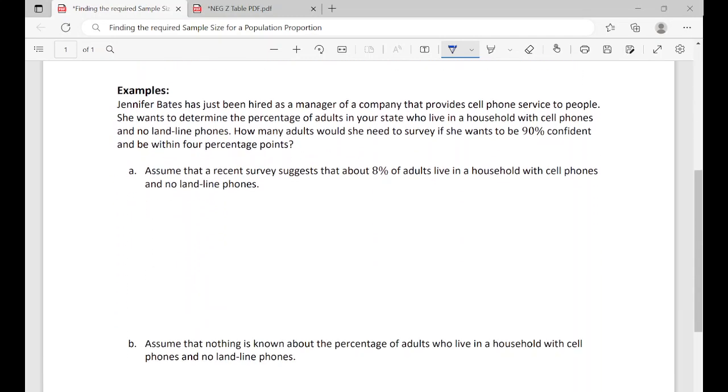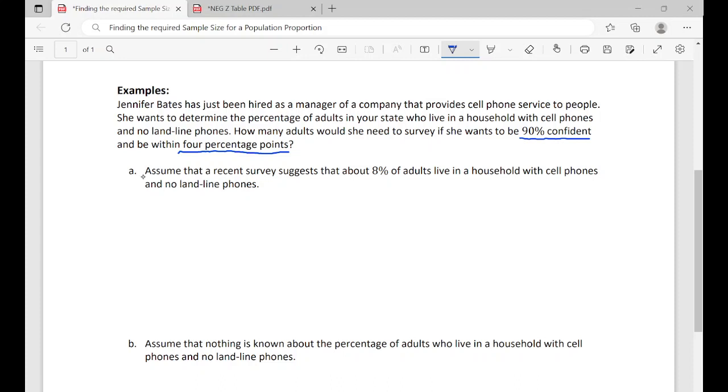So let's look at an example. Jennifer Bates has just been hired as a manager of a company that provides cell phone service to people. She wants to determine the percentage of adults in her state who live in a household with cell phones and no landlines. How many adults would she need to survey if she wants to be 90% confident and be within 4 percentage points? So from here, we know that our confidence is 90%, and we want to be within 4 percentage points. That's our margin of error, because we want to be within 4 percentage points of being correct.